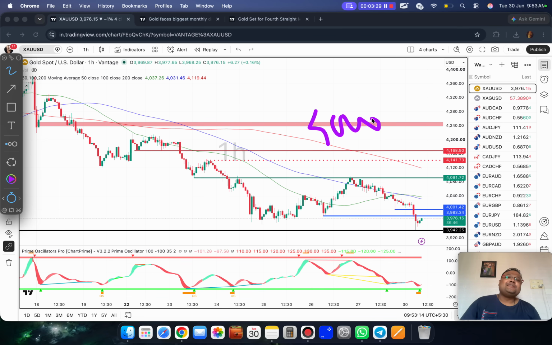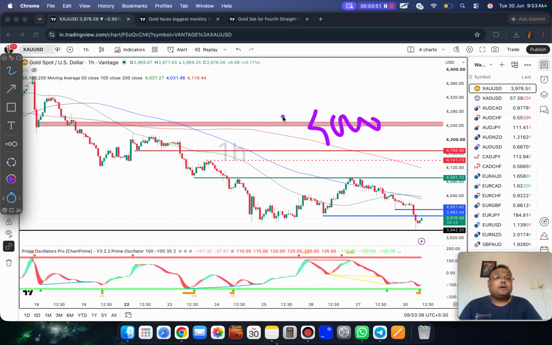Why? Because 4,000 has been acting as a magnet, we know it. Sometimes gold is trading above 4,000, sometimes below 4,000, but it is not going far away from 4,000. So that is the problem here. So if gold breaks 4,000, it will be better to exit from the ongoing sell position.